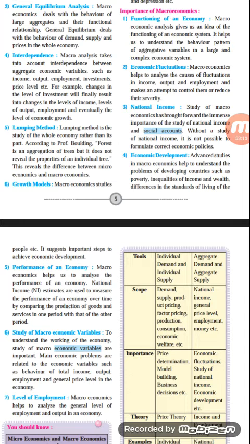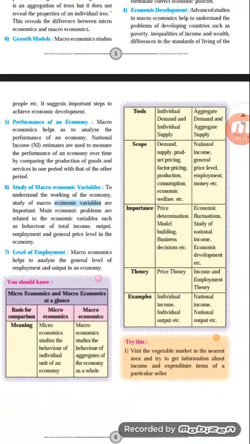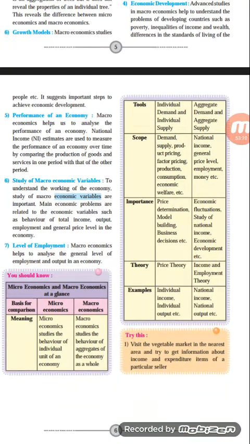The fifth point is performance of the economy. Macroeconomics helps us to analyze the performance of an economy. National income estimates are used to measure the performance of an economy over time by comparing the production of goods and services in one period with another period.